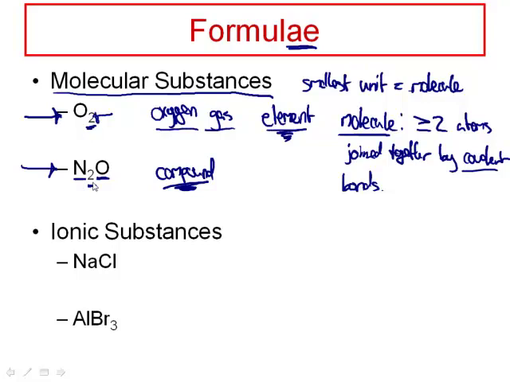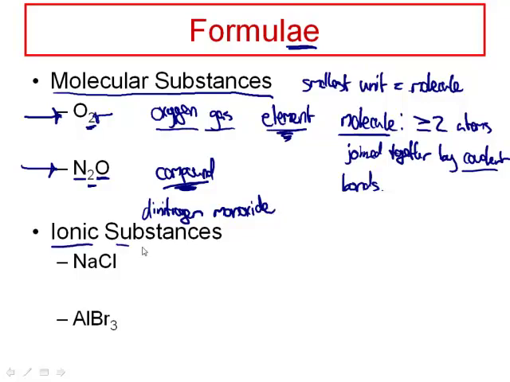Now this compound here has a name, and I'm going to get to how you name these, but this is called dinitrogen monoxide. That is the systematic name for that compound, okay? So these are some molecular substances. Let's look at a couple of different things.